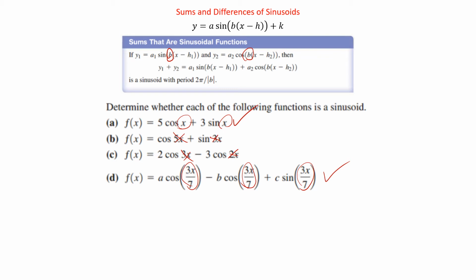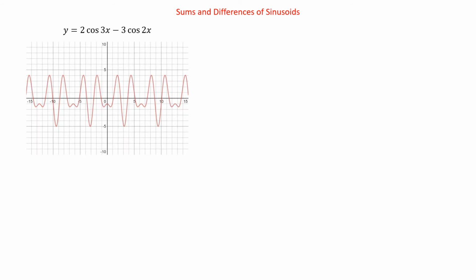Now, the period, though, will be the same. These sums can be periodic, even if they're not sinusoidal. We're going to take a look at the graph of this one, that C, the 2 cosine of 3x minus 3 cosine 2x, and see that it is actually periodic, even though it's not sinusoidal. So if we graph this, it looks kind of like that.